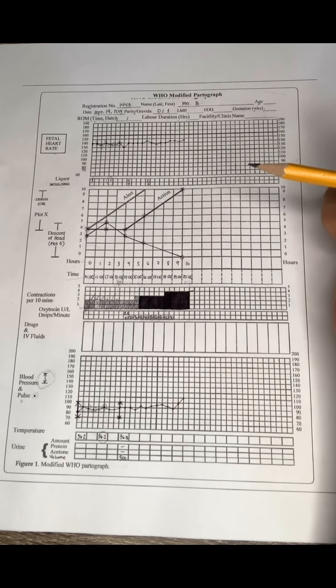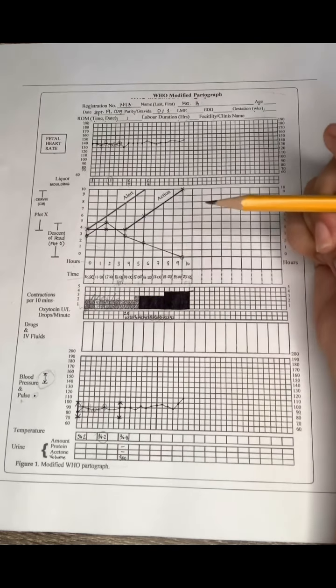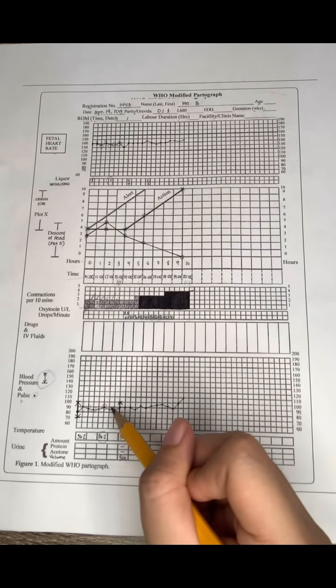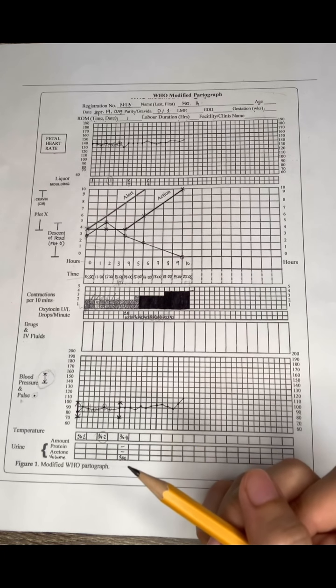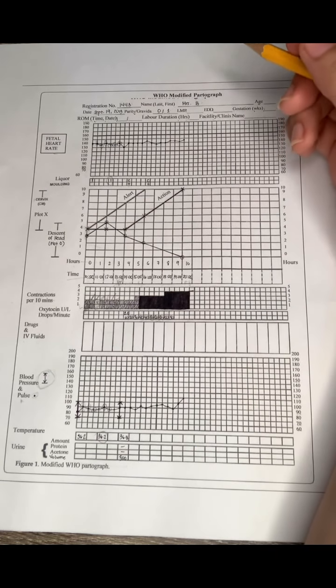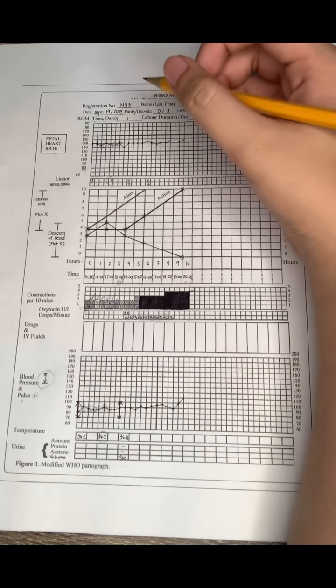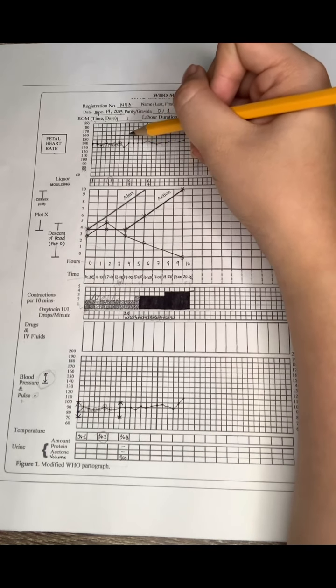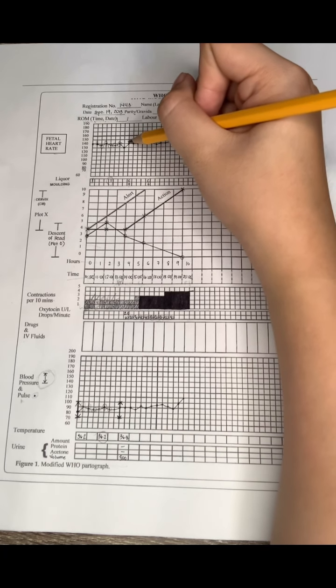Stripe gihapon, stripe lines at 2 contractions. Then the pulse is 88 per minute. Then at 2 o'clock, the FHR is 140.